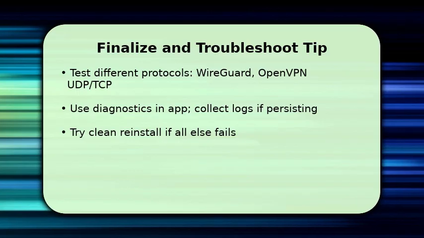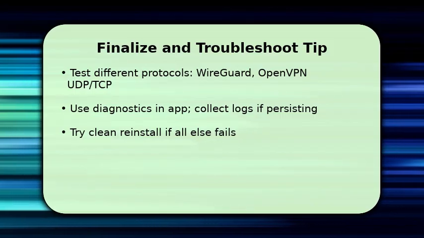Switch between WireGuard and OpenVPN UDP or TCP to see which routes work. Run the Surfshark diagnostics tool and reproduce the failure so logs capture it. Save those logs for support if needed.